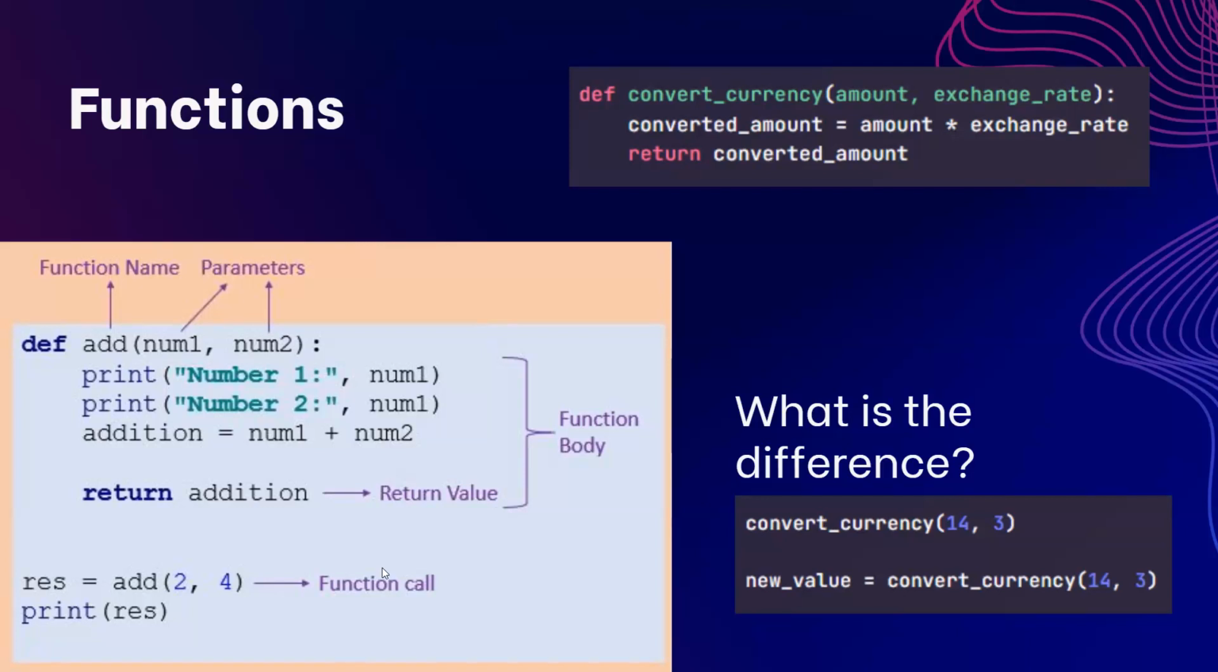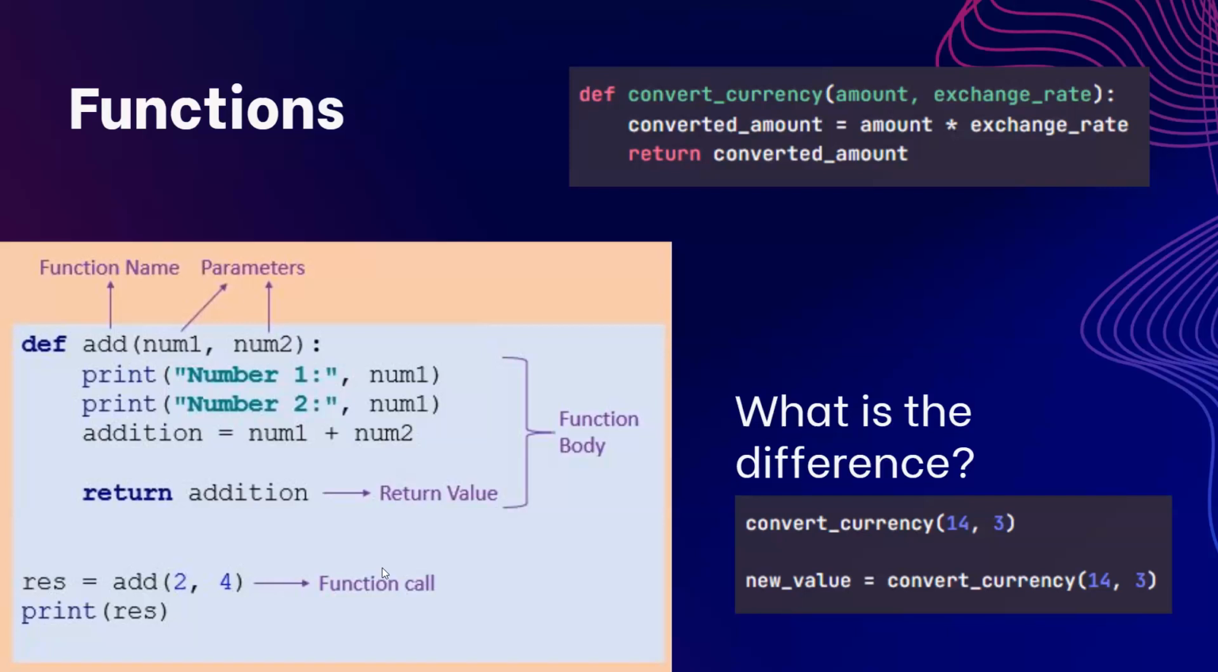And in our example code, we have a function that we defined that converts currency at the exchange rate. We have a return statement. So wherever the function is called, you can replace that with whatever value is returned.